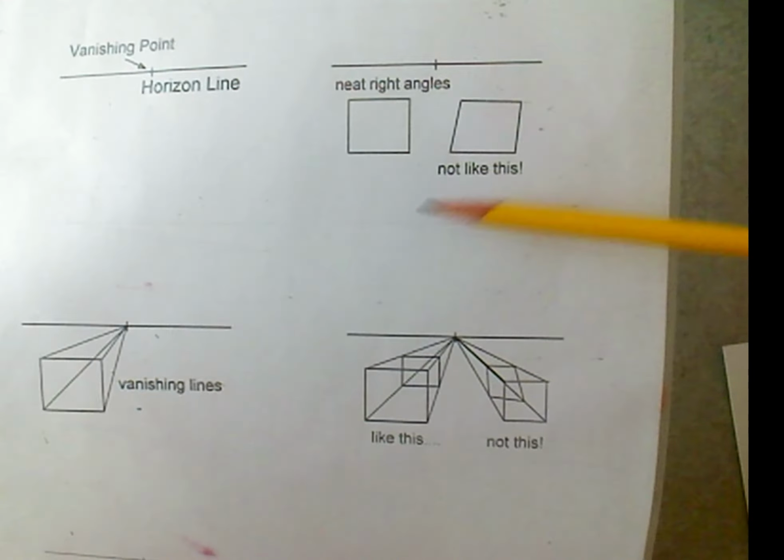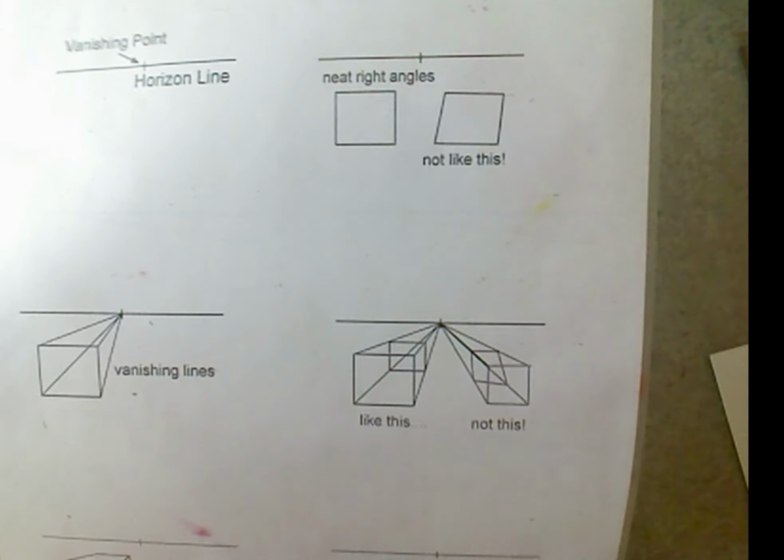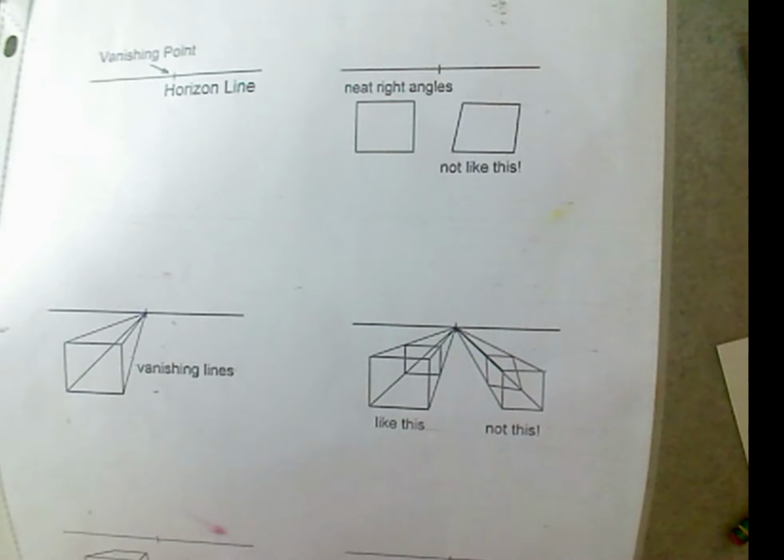Right angles, and getting the right angles means using the ruler flush with the right angle of the paper to help you. Okay? So have fun.